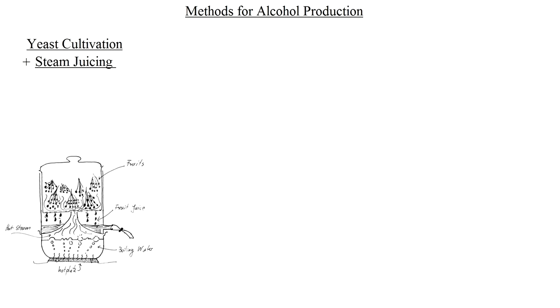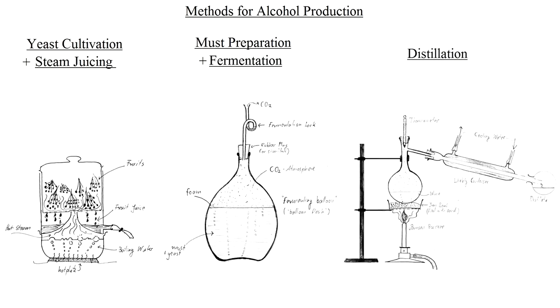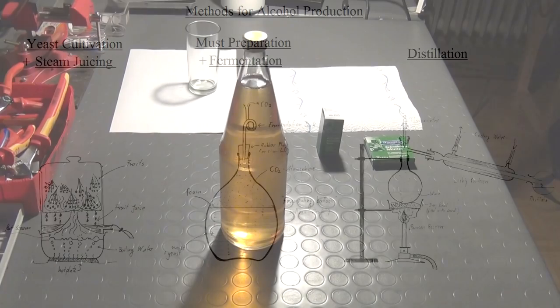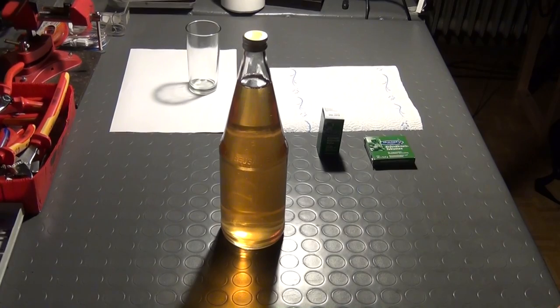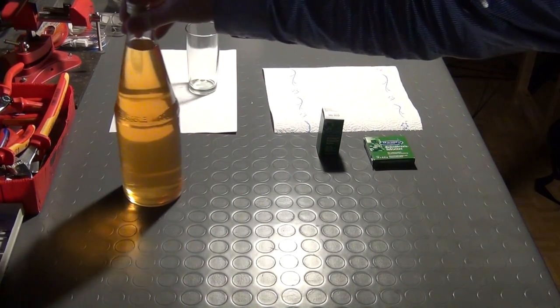But now let's talk about those methods for home alcohol production in more detail, and let me show you how it's done in real life. The basic methods are yeast cultivation and steam juicing, must preparation and fermentation, and, if higher ethanol concentrations are required, distillation. The first thing that you should do before anything else is to prepare a yeast culture that will be able to ferment large quantities of must into wine.